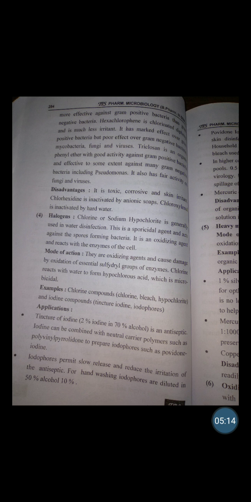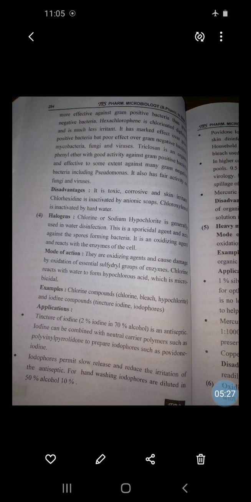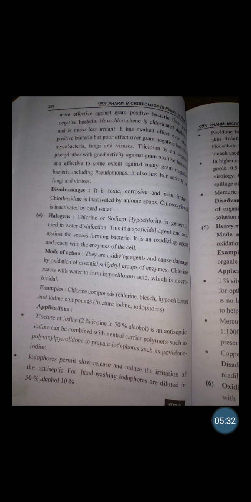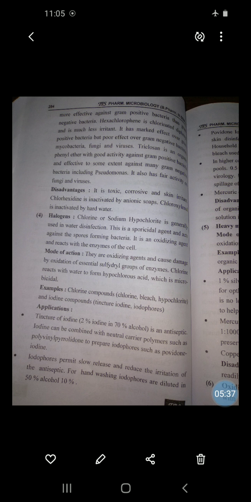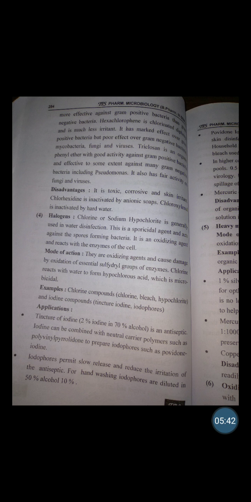The mercurials are active against viruses at dilutions of 1 in 500 to 1 in 1000. Merthiolate at a concentration of 1 in 10,000 is used in preservation of serum. Copper salts are used as fungicides. Then we will see the disadvantages of heavy metals. First, mercury chloride is highly toxic. Second, these are readily inactivated by organic matter.